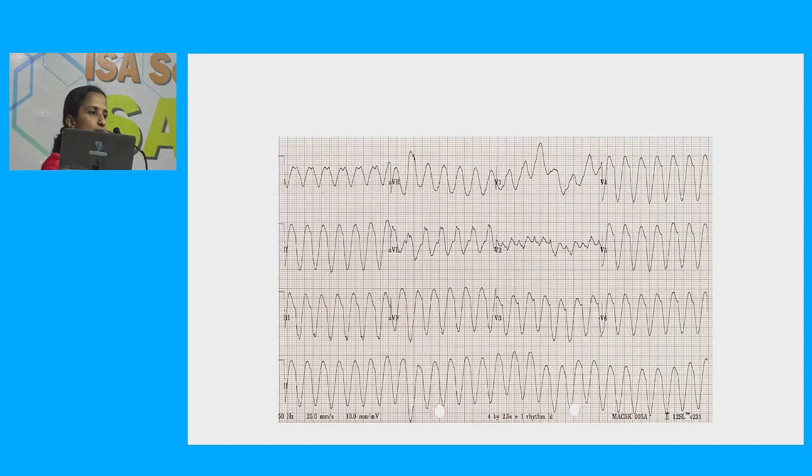What is this? Want to try? This ECG shows ventricular tachycardia. There is wide QRS, and the rate is about 200, and there is tachycardia. So it could be ventricular tachycardia. So how do you manage this?